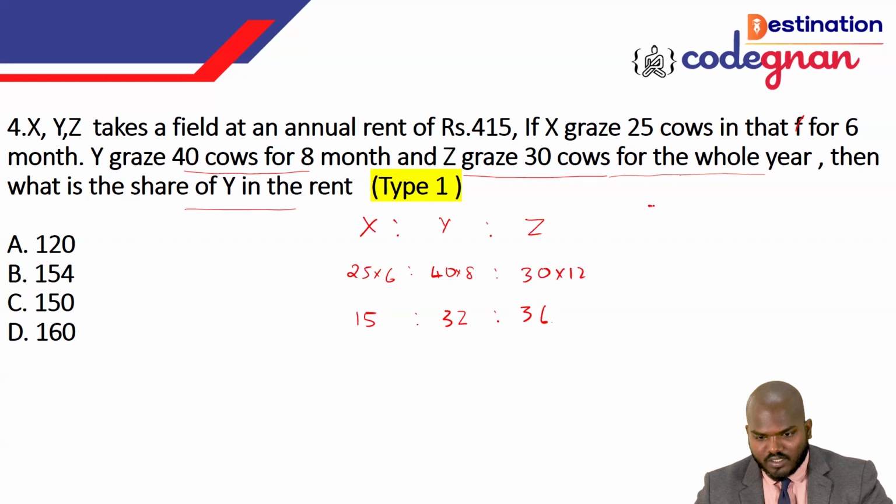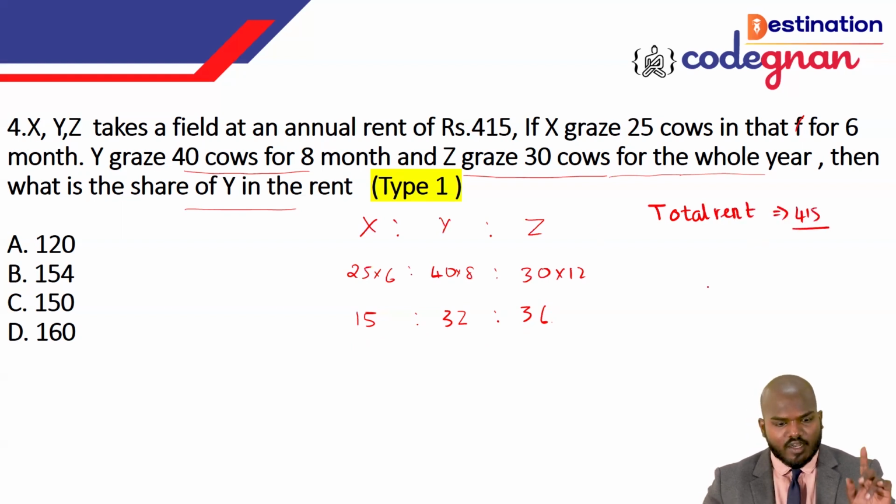So the total rent: they are giving that XYZ is taking a field and giving an annual rent of rupees 415, that is the total value. They are asking the rent of only Y. Then Y is equal to what?